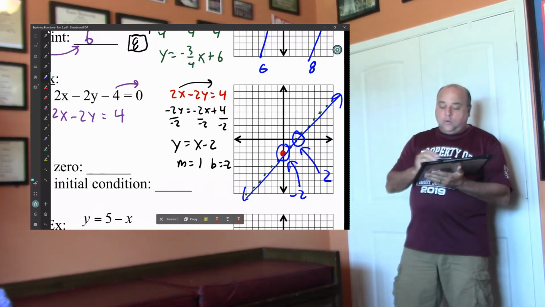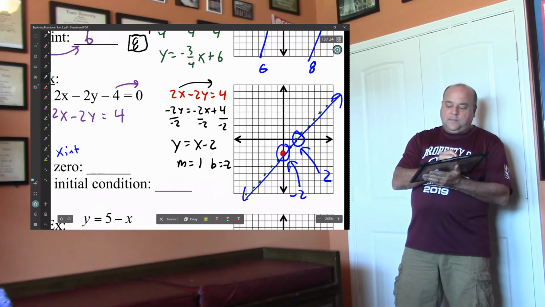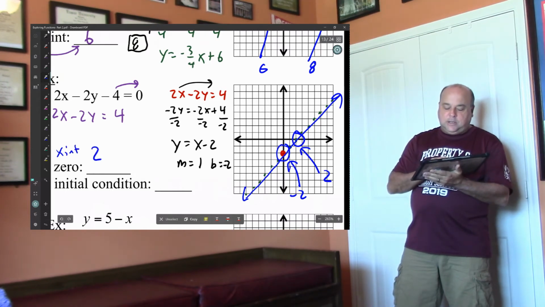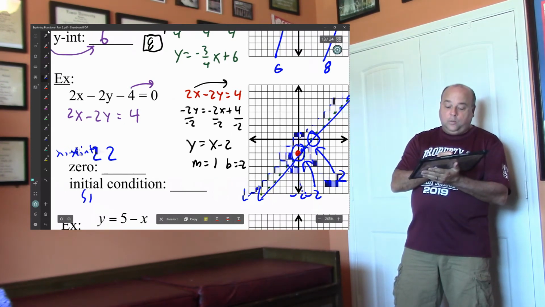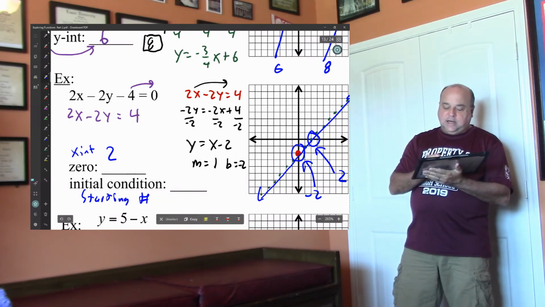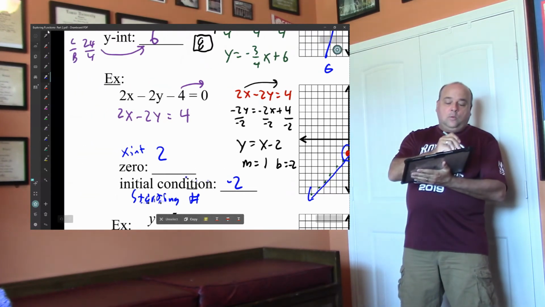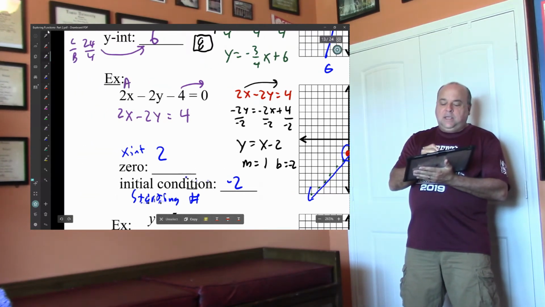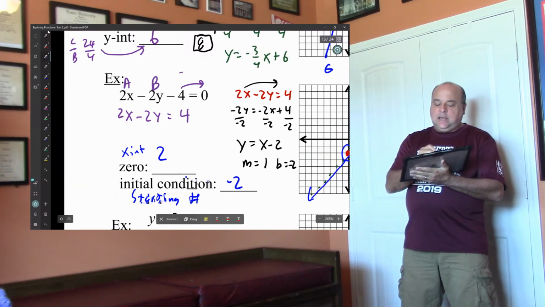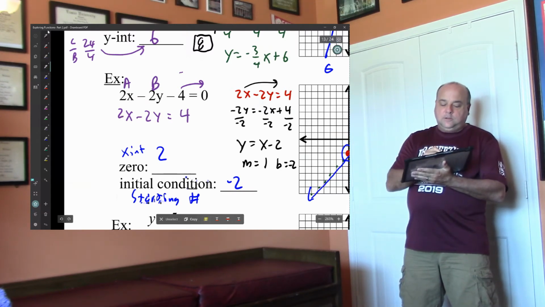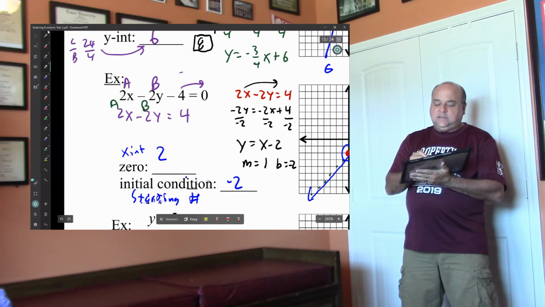So my 0 is my x-intercept. That's going to be 2, and my y-intercept, or my initial condition, which is the starting number, is negative 2. Now then, let's do this with more power. Write down A, B, and C. Let me do it right down here. So A, B, and C.